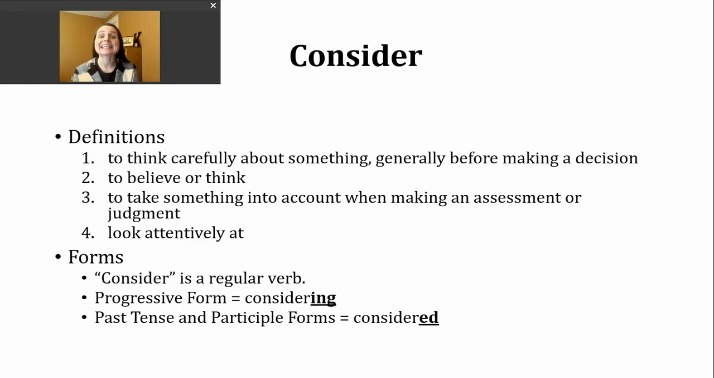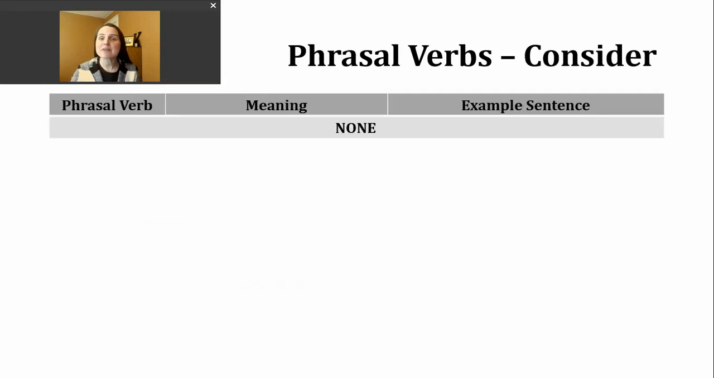You should know that consider is a regular verb. To make the progressive tense, all we need to do is add ing to form considering. The past tense and participle forms of this verb will be made by adding ed. The base verb, consider, ends in this voiced R sound, so our ed is just going to make a D sound. Considered. Considered.